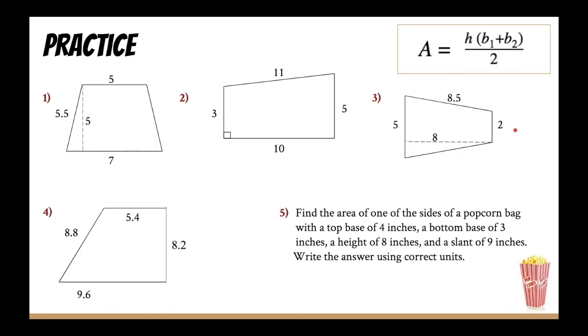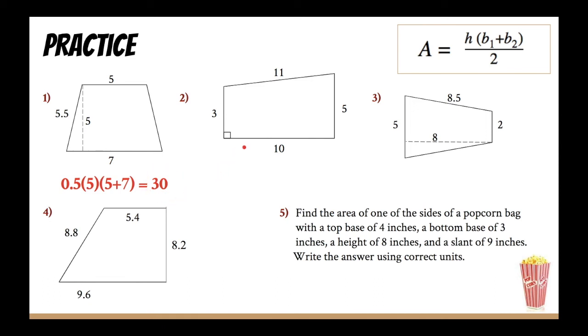Now let's do some practice. The top base in question 1 is 5, the bottom base is 7, and the height is 5, not 5.5. Always make sure to be careful about distinguishing between the height and the slant with quadrilaterals. Now let's plug these values into the formula. 5 plus 7 is 12. 12 multiplied by 5 divided by 2 is 30.